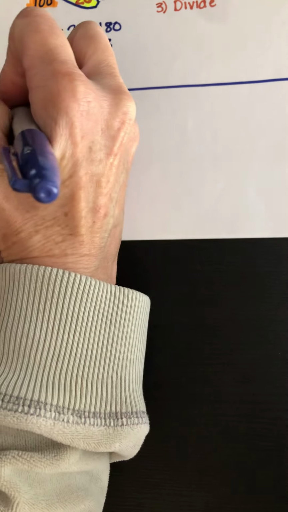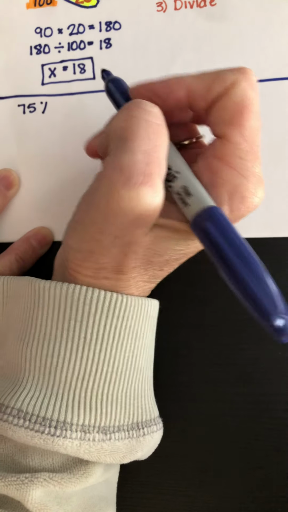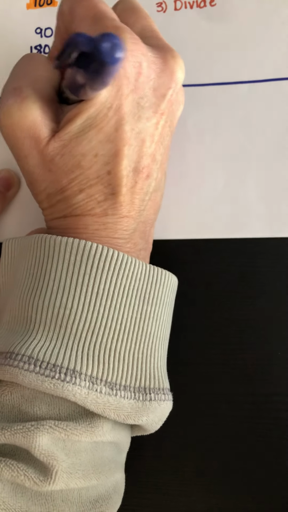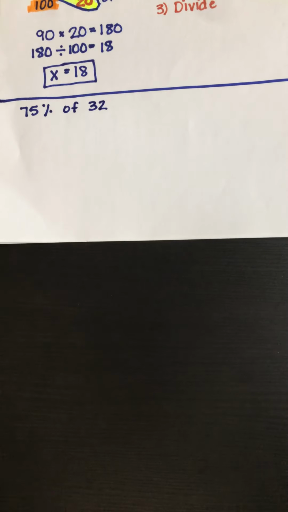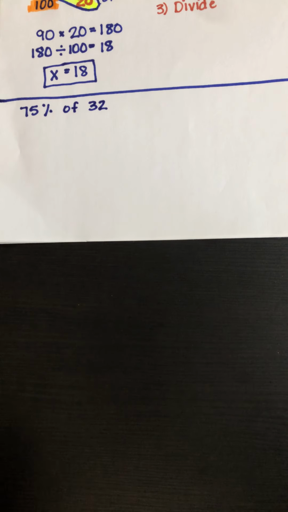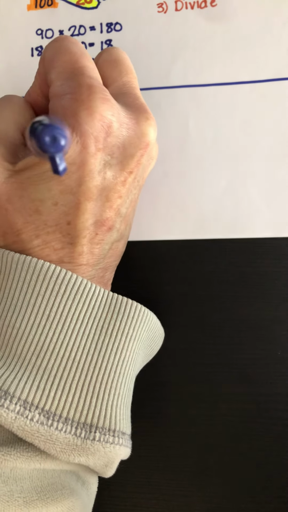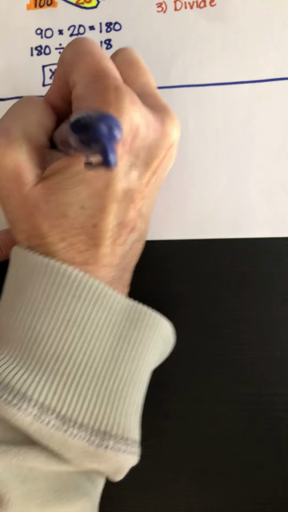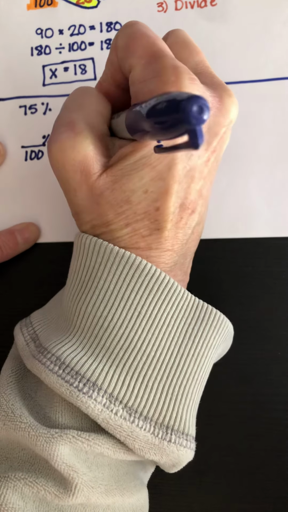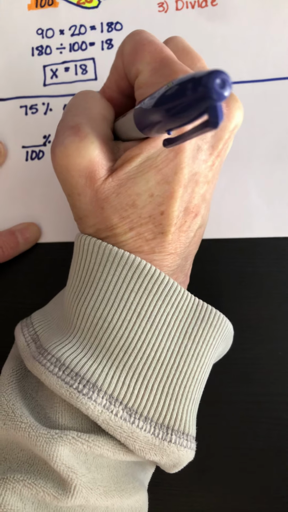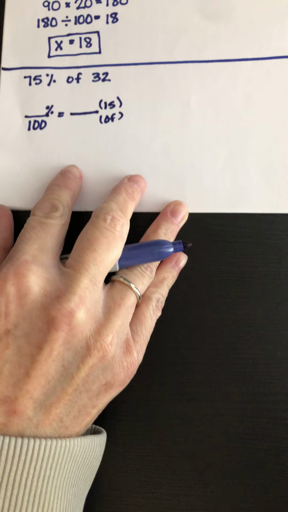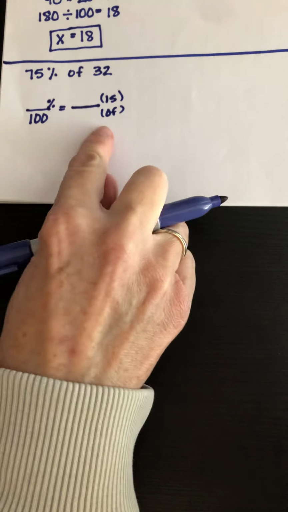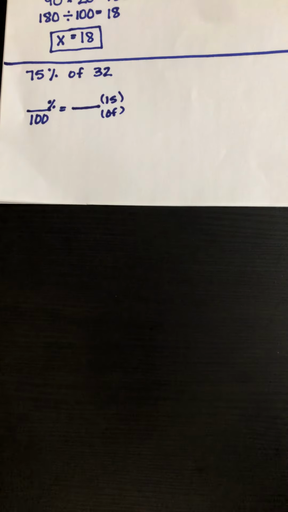Now I have 75% of 32. So what is 75% of 32? So the first thing I do is I write out my formula and plug it in. So again, I'm going to do percent over 100 equals, there's my fraction bar, is over of, right? I don't know what my is over of is yet. So I'm doing percent over 100 equals is over of. That's my formula. It never changes.